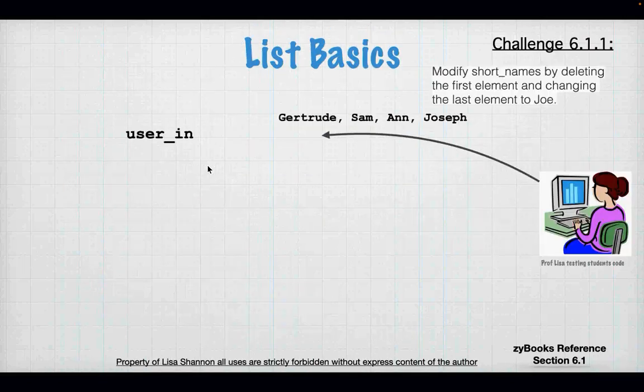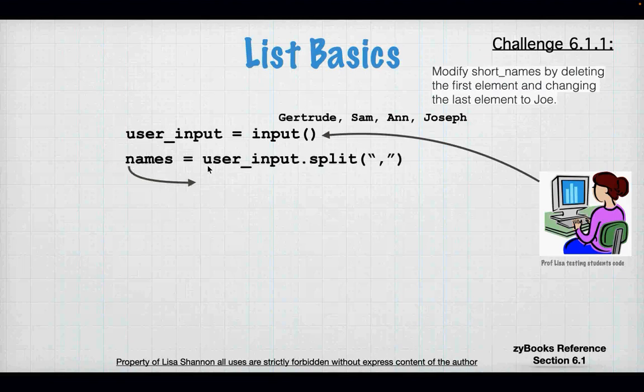Okay, let's talk a little bit, just some list basics. This is challenge 6.1.1. Modify short names by deleting the first element and changing the last element. This is classic update. So here's how zyBooks is going to deal with lists. It is going to have user input, and it's going to be a comma-separated list. So you have to use the split function with the comma delimiter, which is the line that just showed up here. You're going to have to use that from now to the rest of the class, okay?